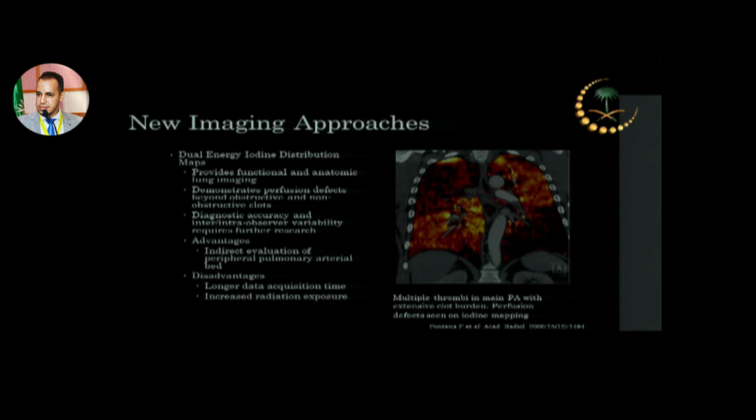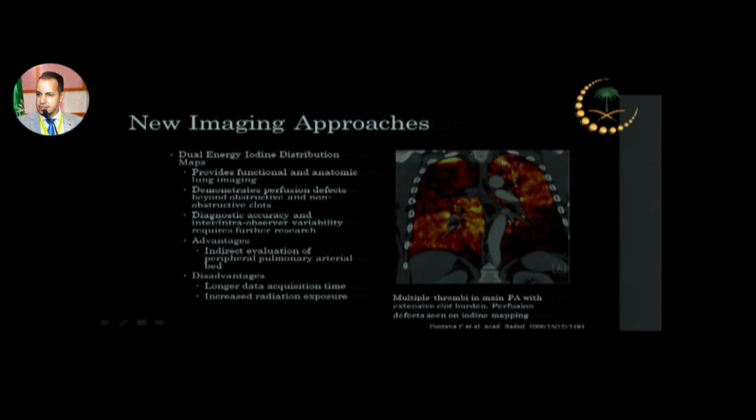This is one of the new imaging techniques that can be used in the assessment of pulmonary embolism, where using dual energy CT scan, we can assess the iodine distribution in the contrast agents. IV contrast agents contain iodine, and using dual energy scanners, you can detect the distribution of this iodine, and therefore you can assess where the areas of higher perfusion and areas of lower perfusion are.